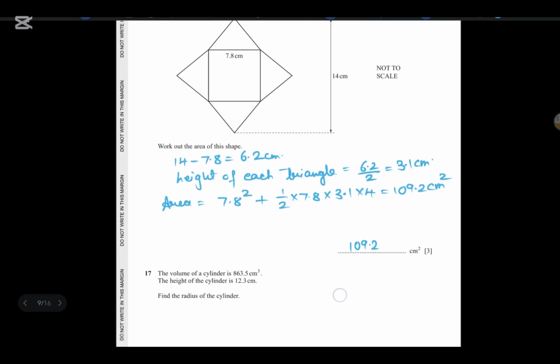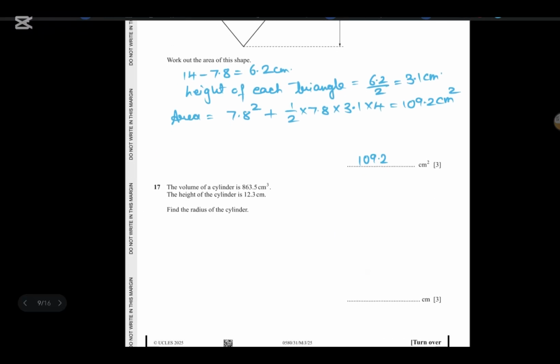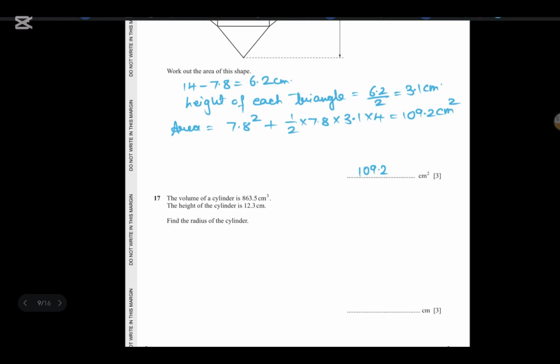Question number 16 done. Question number 17. The volume of a cylinder is 863.5 centimeter cube. Height of the cylinder is given 12.3. Find the radius of the cylinder. To find out the radius, first of all, volume of cylinder.